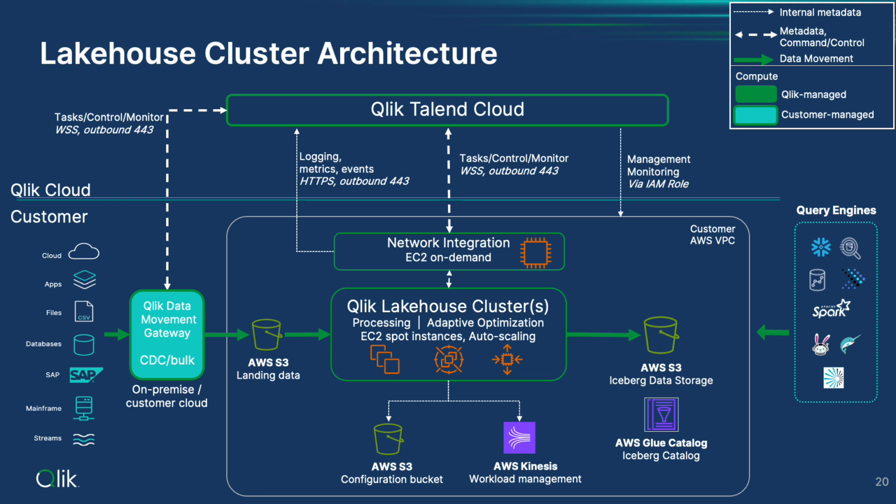For the use case that I'm about to show you, we've got a Kinesis stream sending data into a Lakehouse cluster on AWS. We're using a combination of Amazon S3 and the AWS Glue catalog to provide Iceberg tables that are then consumed by a variety of query engines that you see over on the right. Very cool. What kind of use cases can you show us?